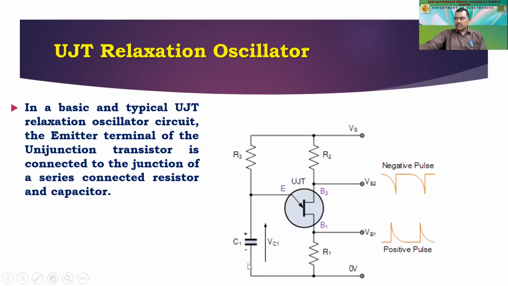We have studied the UJT application. The main application of UJT is the relaxation oscillator. So remember this basic and typical UJT relaxation oscillator circuit. The emitter terminal of the unijunction transistor is connected to the junction of a series connected resistor and capacitor. This is the simplest circuit diagram. We have two resistances, R2 and R1, the same supply is given to R3, the capacitor is connected, and the central terminal is connected to the emitter. We will have the output voltage across VB2 as well as VB1, with respect to ground.